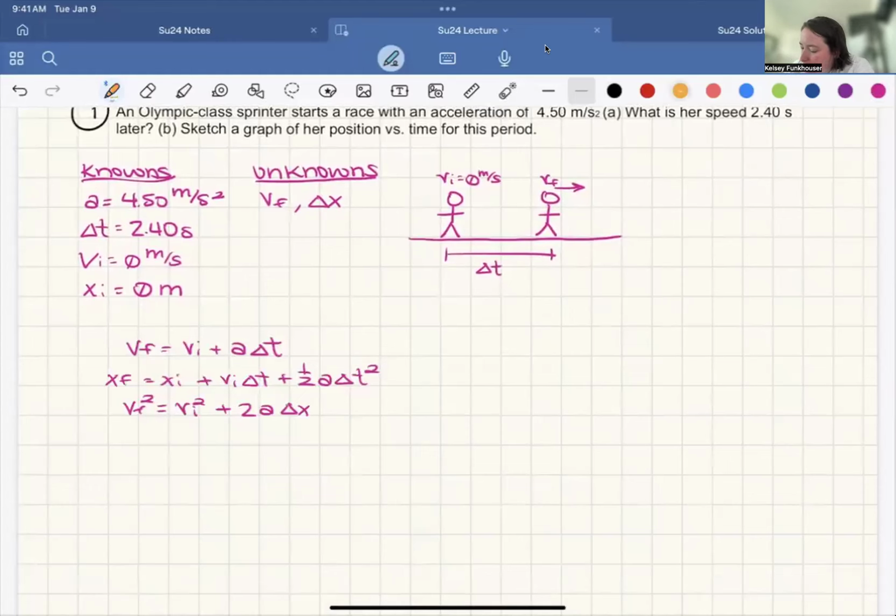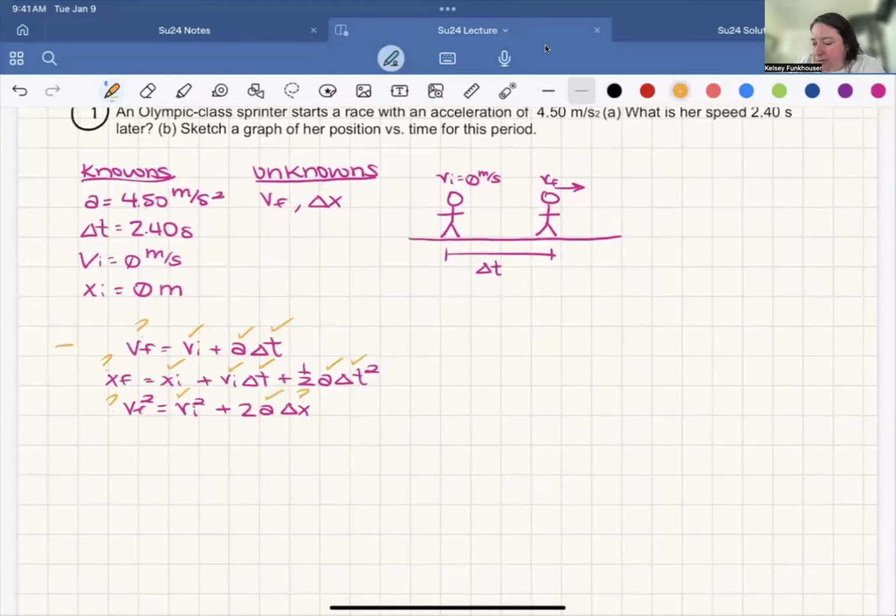So let's go through these and see what we know, what we don't know. We don't know final velocity. We know initial velocity, acceleration, and time interval, so that's a good start. We don't know the final position. We know initial position, initial velocity, acceleration, and time interval. Okay, but they didn't ask us for the position right now anyway, for part A. And finally, final velocity squared, yep, initial, yes to acceleration, no to displacement.